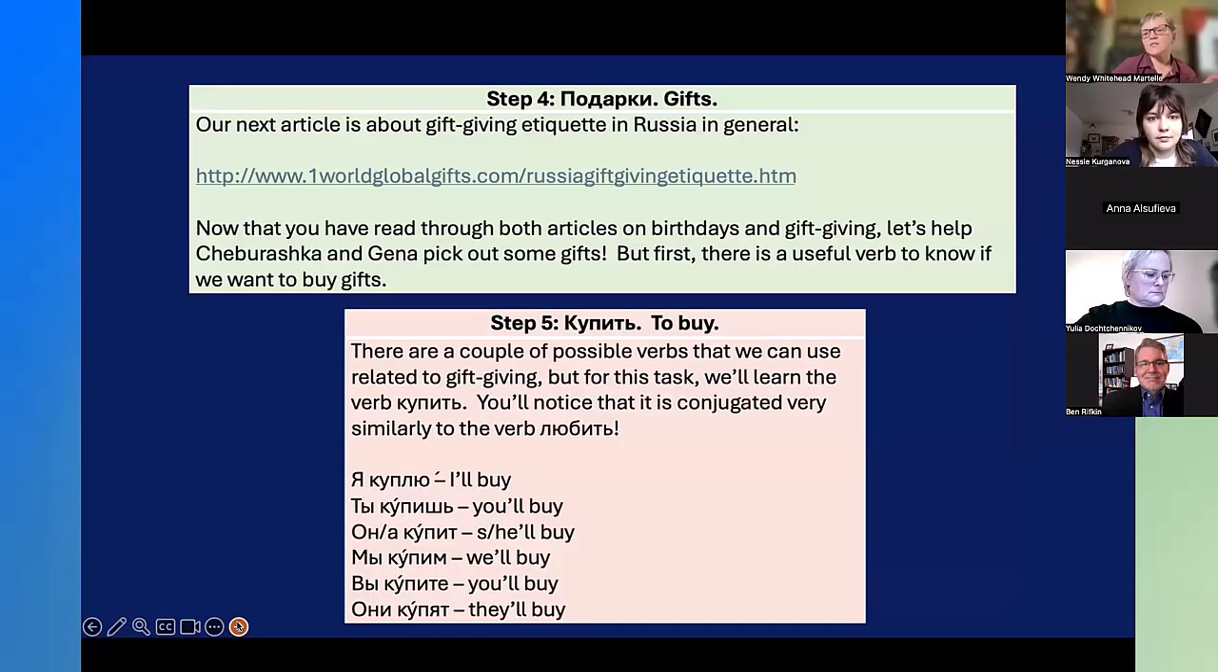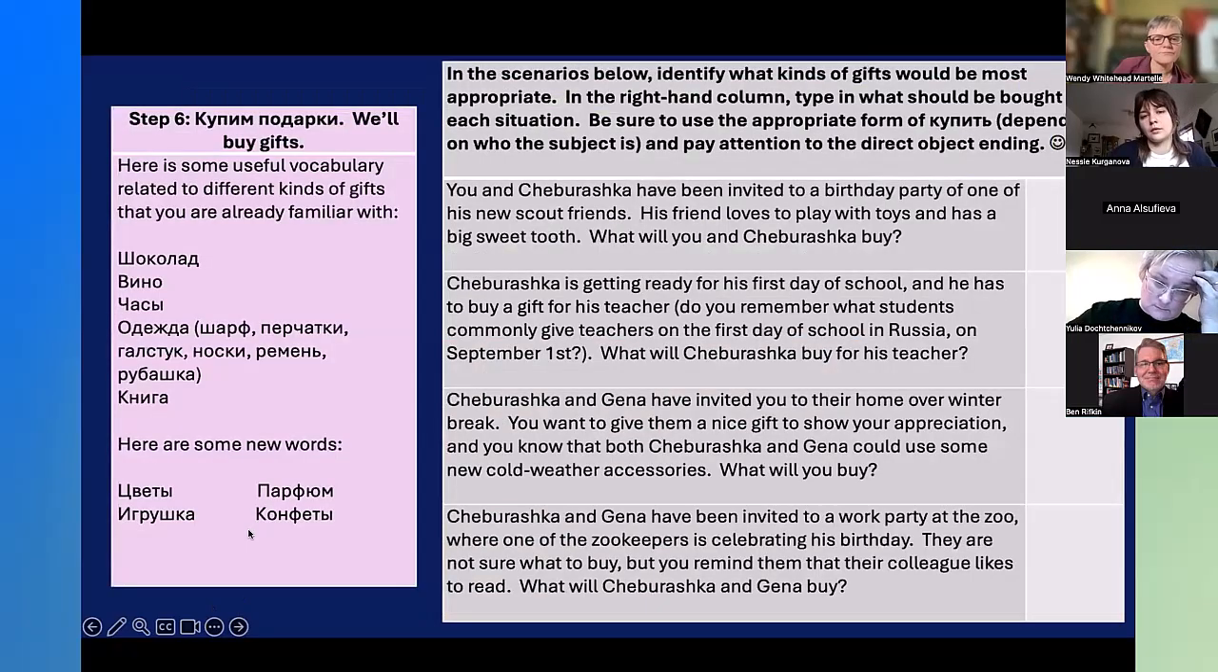Again, this was in English, but in the upcoming task they write some basic sentences in Russian. They learn next about the verb kupit, which means to buy. There are lots of verbs related to gift giving, but for this particular activity they learned kupit, and I drew their attention: hey, it's conjugated really similarly to the verb ljubit. And now let's buy some gifts.